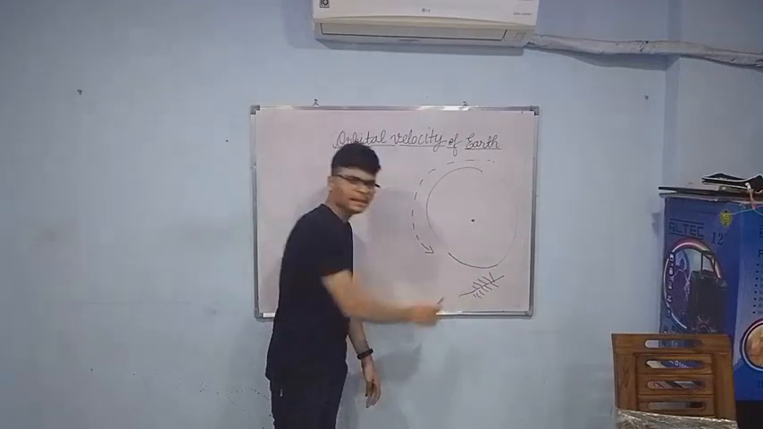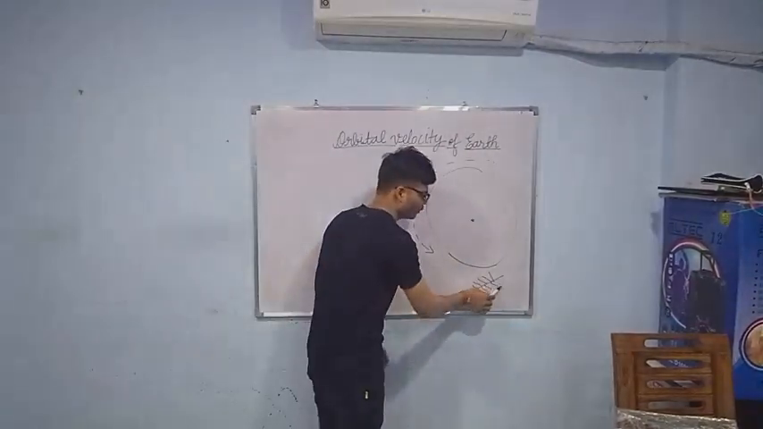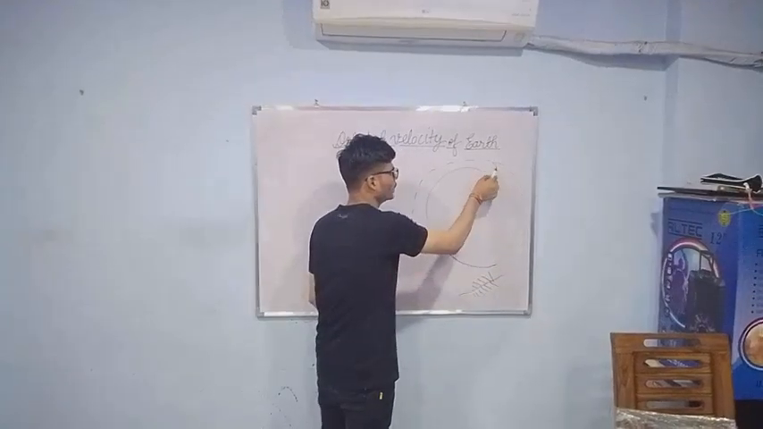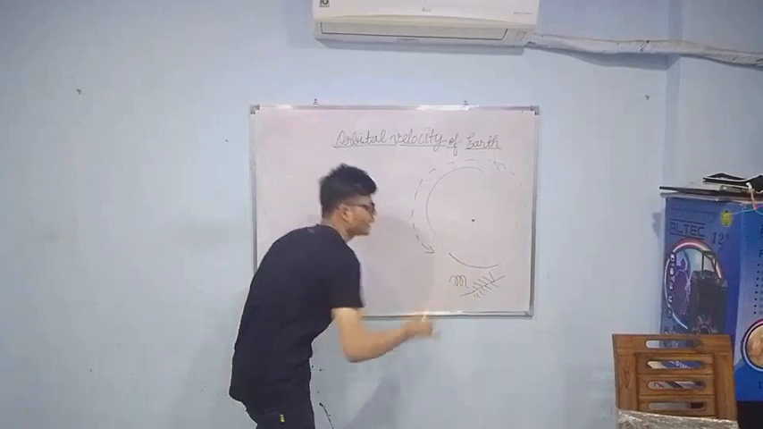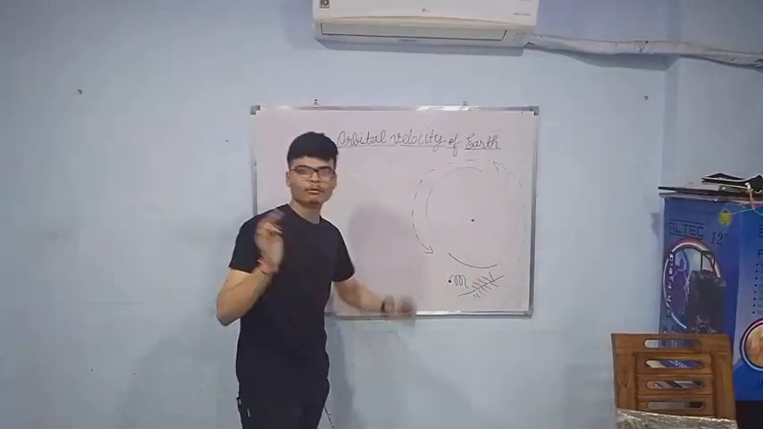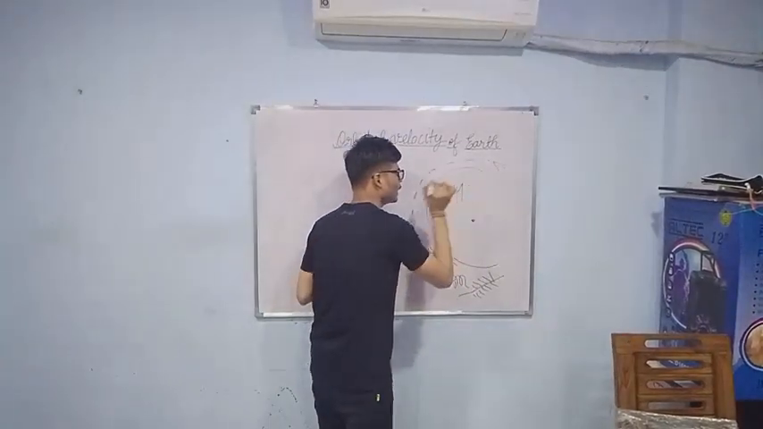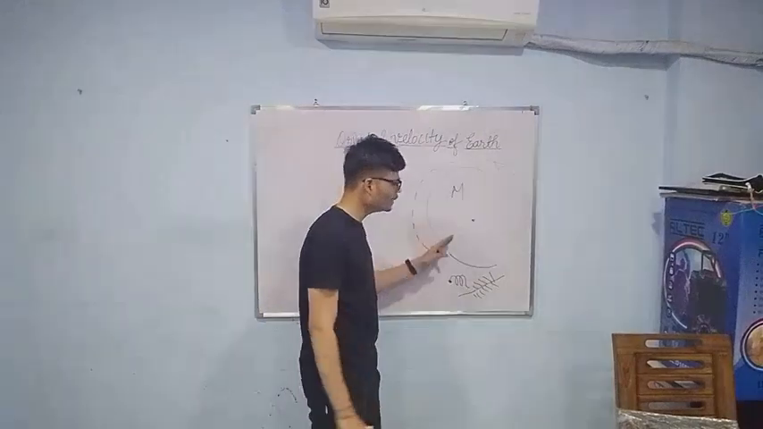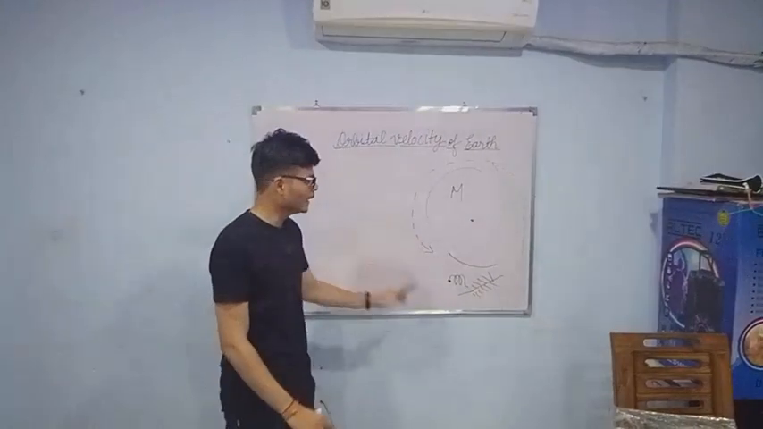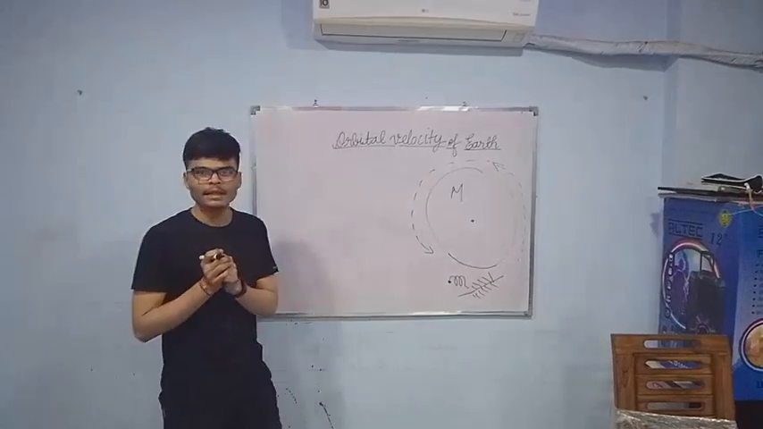Consider a satellite of mass m revolving around the Earth. The mass of Earth is considered as capital M.